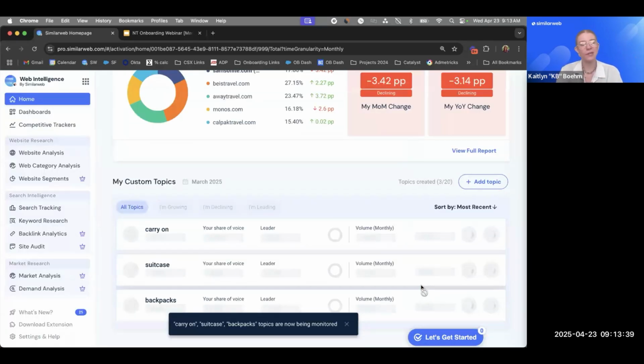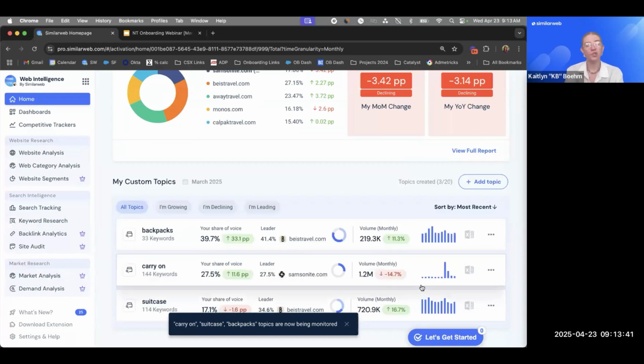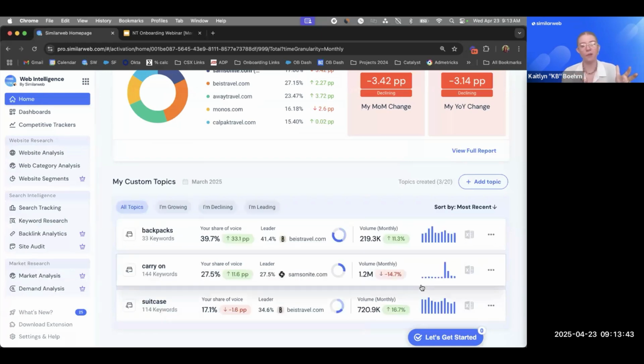And by doing that, we are now monitoring all of the trends around these larger themes to see, well, are we increasing our share of voice for this specific term? And if we're not, you can see suitcase, it's declining, at least Samsonite's share of voice is declining. Hmm, maybe I have to go and investigate this a little bit further. So it's just a way for us to almost elevate this even further for us.